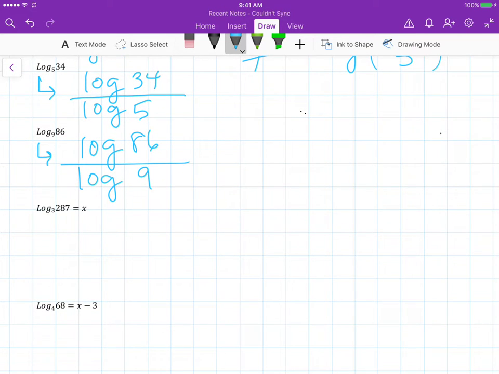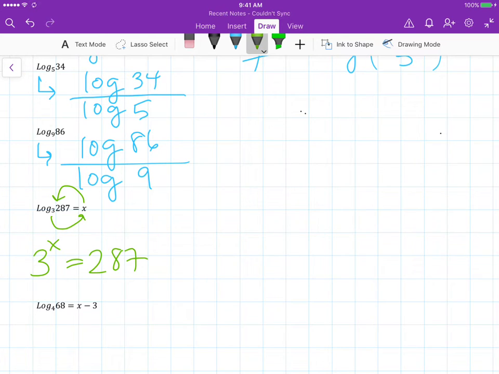Alright, here's one more. Now I have the log base 3 of 287 equals x. So now I know two different things that I could do. The first is I could use my little circular rule and put this into exponential form, saying 3 to the x equals 287, and then try to figure out what x equals. We've done that before, and a lot of the times right now we only know how to guess and check. The other thing I could do using my calculator is do the change of base.